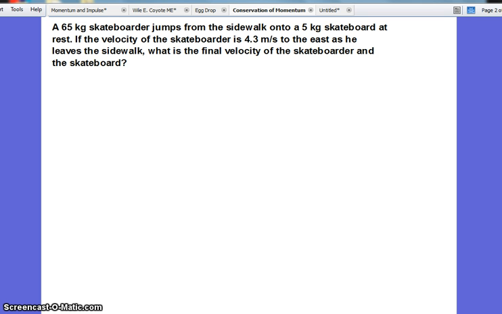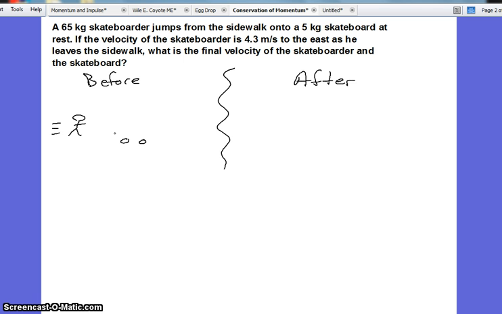And so we're going to write a before and an after picture and write our givens as such. So in the very beginning, we have a skateboarder that is moving and a skateboard that is at rest. And afterwards, we have the skateboard and the skateboarder moving together as one.